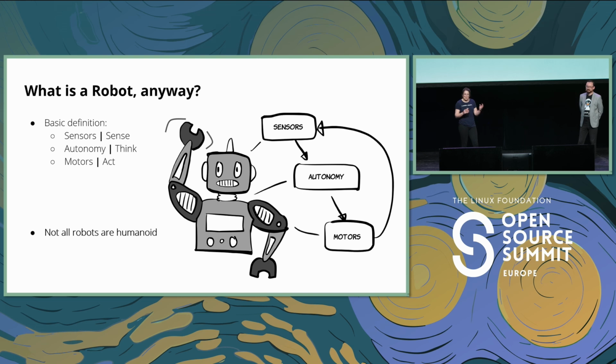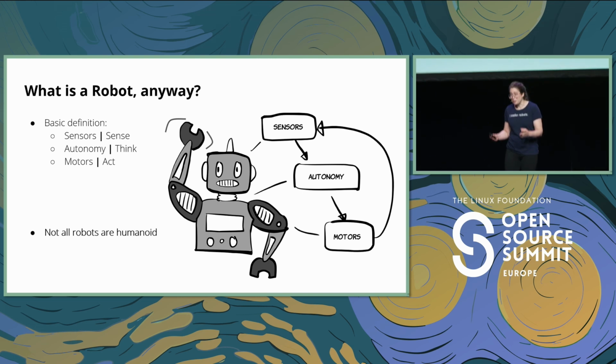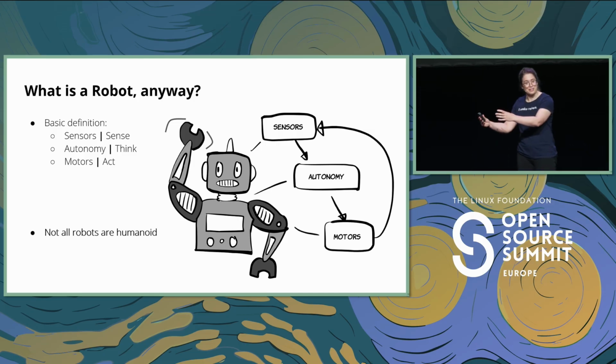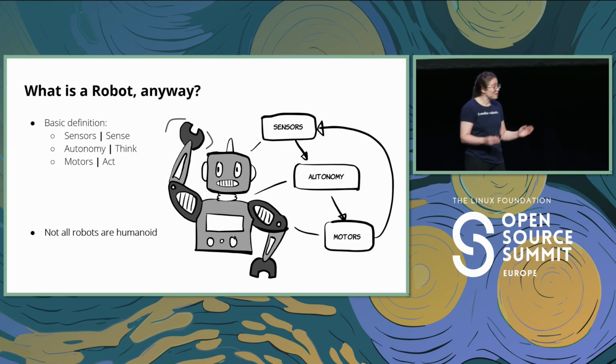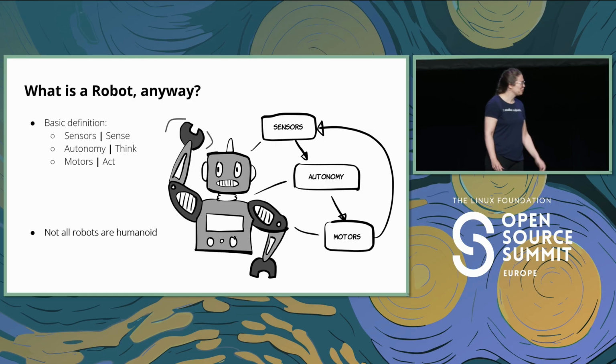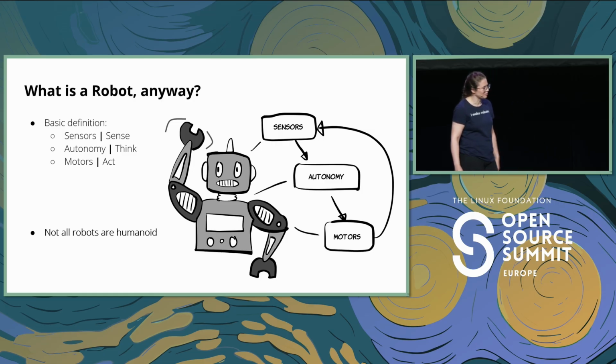So what is a robot anyway? It has sensors that are able to take input from the environment, that feeds autonomy, that then commands the actuators that change something in the environment that the sensors are able to detect again. So basically, sense, think, and act. But not all robots are humanoids, like this drawing right here. A little insensitive to robotics.